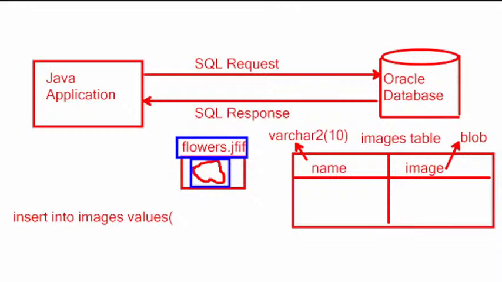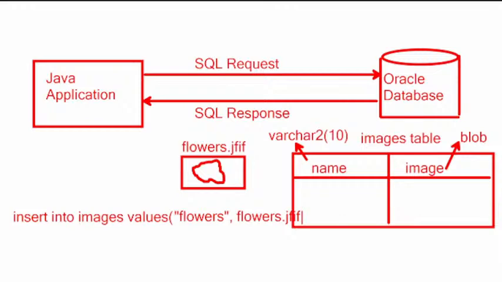Now here, the name of the image, something like flowers, varchar2(10), I'll write flowers. Okay, comma. Now here what do we have to write? If I write flowers dot jfif, what will be stored? This name only is stored in the database. If you want to store a name, blob is not required. You can use varchar2(10).